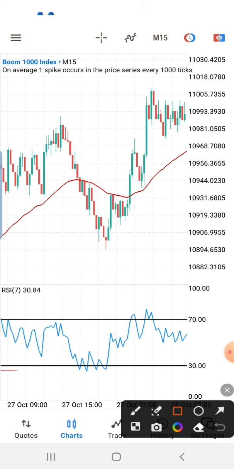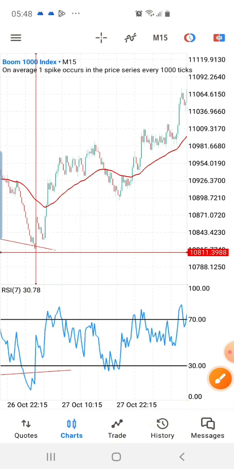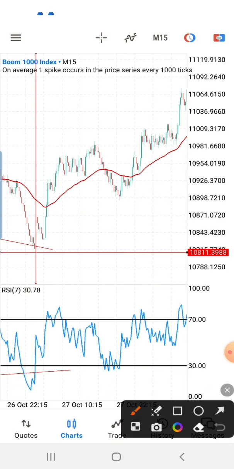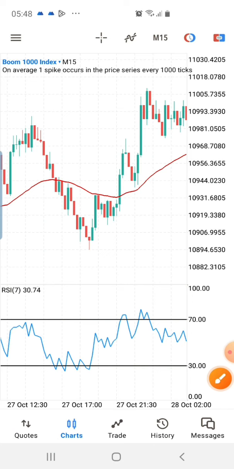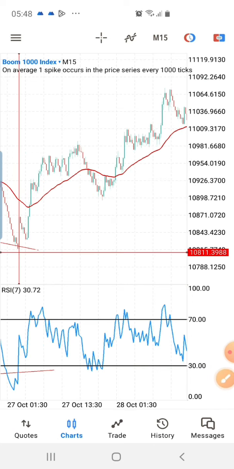You can wait for the bullish engulfing, but look at another bullish engulfing. So anywhere you are buying here, you are not making any mistake. Just make sure that your stop loss is below this low here. So once your stop loss is here, you are good to go. So that's another example on boom 1000.